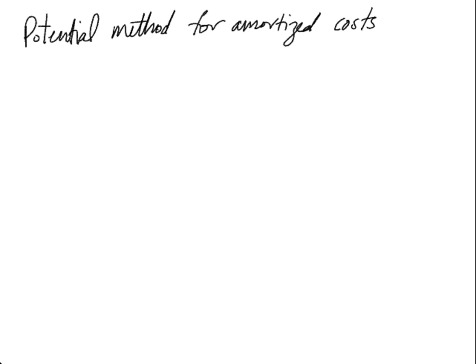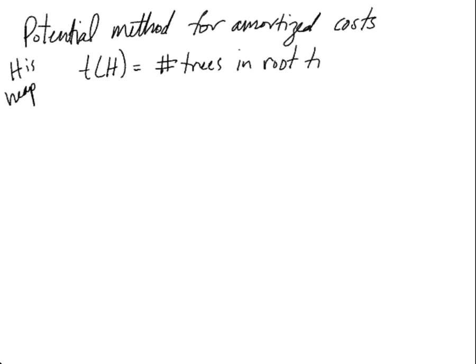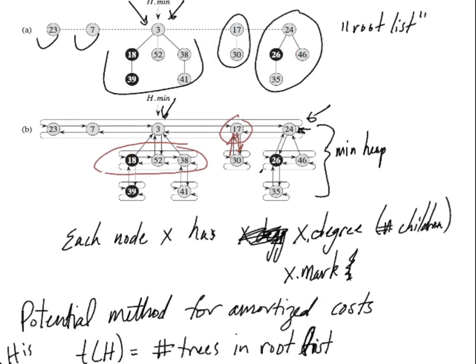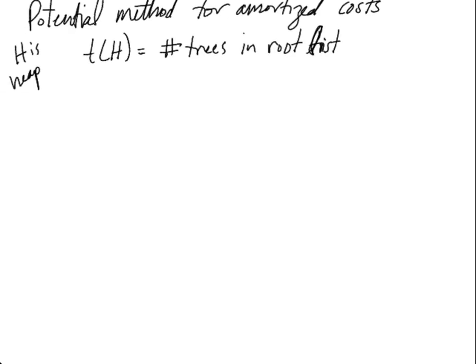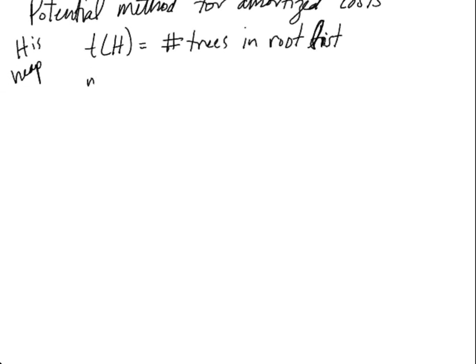Okay, so we're going to first define a few things. T of H, where H is the heap, is the number of trees in the root list, so the number of nodes in the root list. So there, T of H would be 5. M of H is the number of marked nodes.